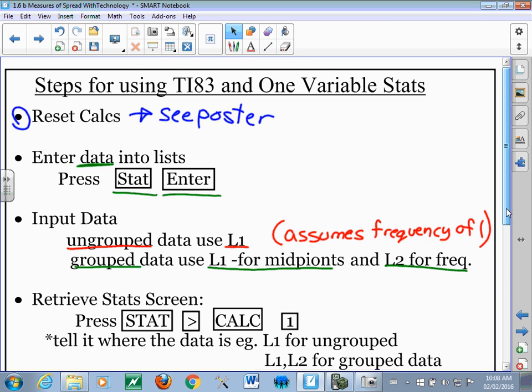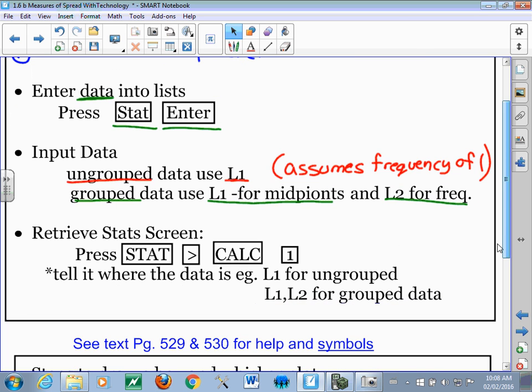All right, so after you enter the information into the calculator, you have to tell the calculator what to do. This is to get your stats screen, and this is where all your measures of spread and measures of central tendency lie. Actually, most of them. The only one that you can't see from that is mode.